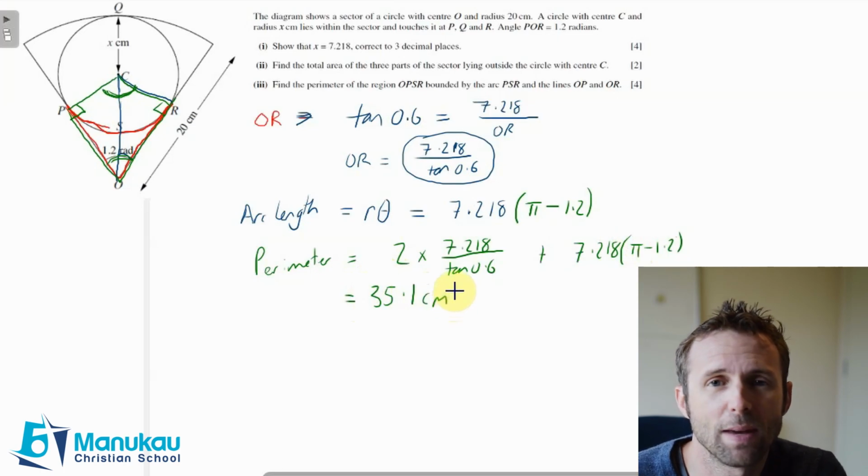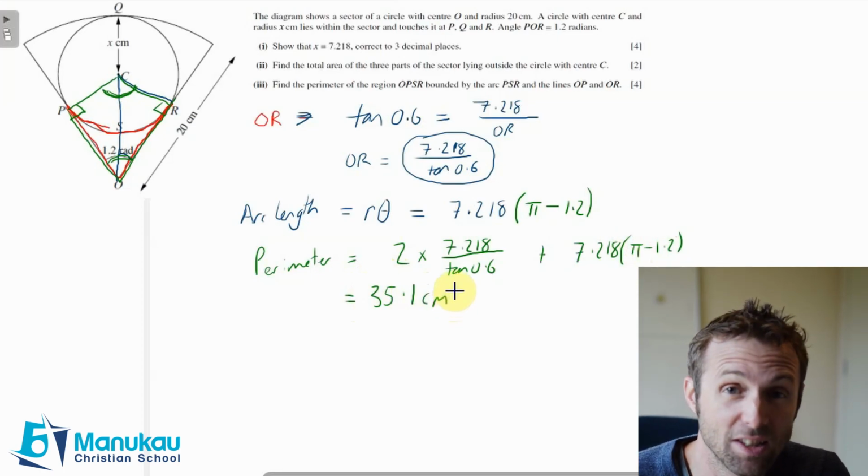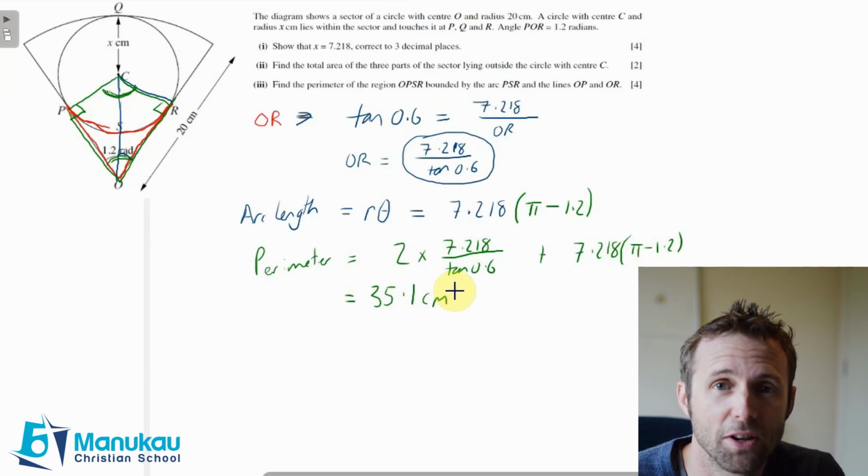Well, I hope this makes sense to you guys. It is a bit of a tricky one, that's for sure. But keep on persevering. And I think this is the last pure maths question that we're doing together.